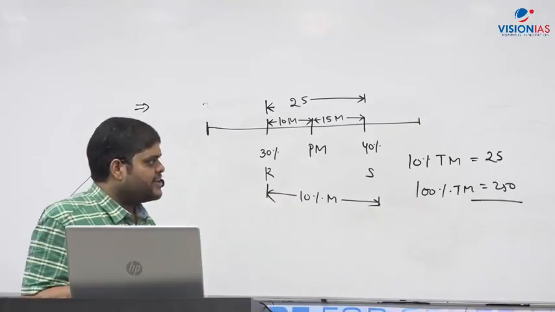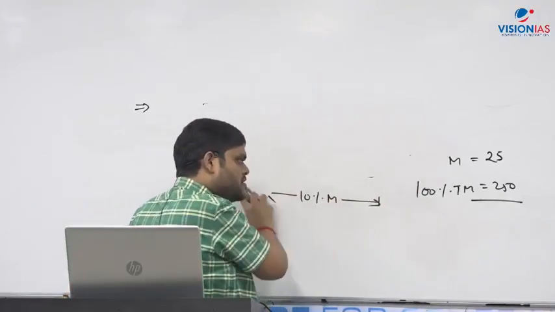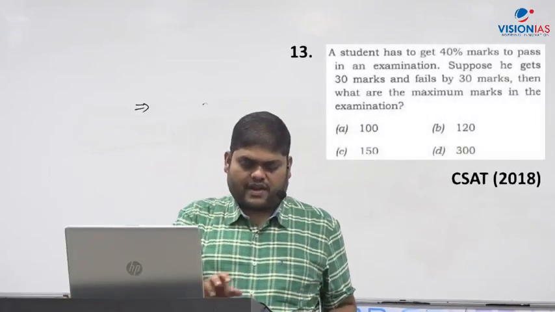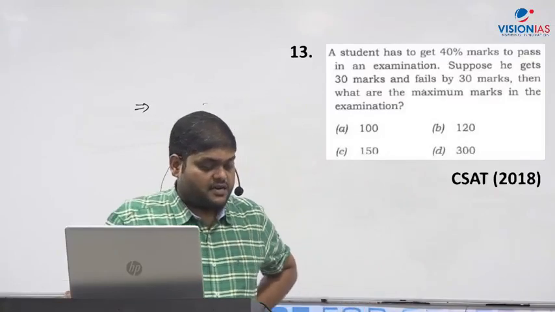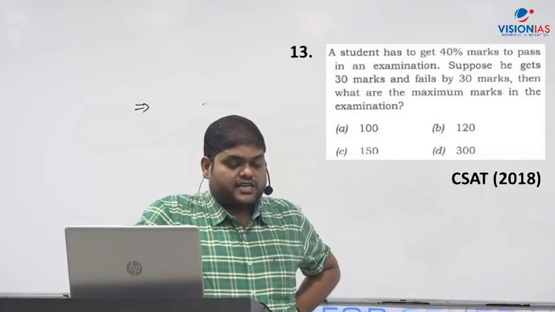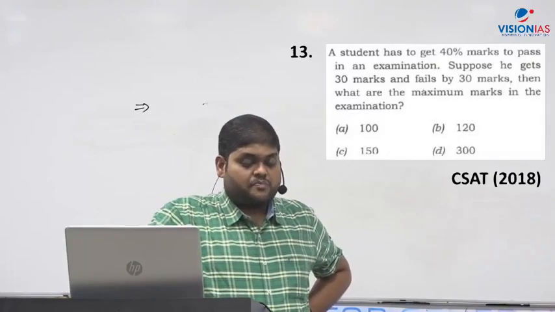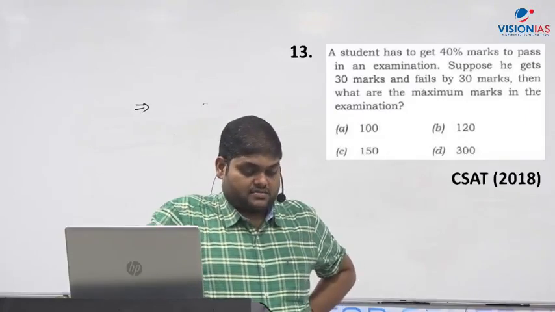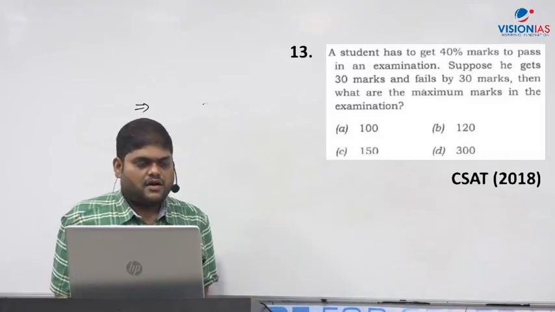Then there was a question in your examination. Question number 13. It will come on your screen. Now the question is very simple. A student has to get 40% marks to pass in an examination. Suppose he gets 30 marks and fails by 30 marks. This is again very easy.